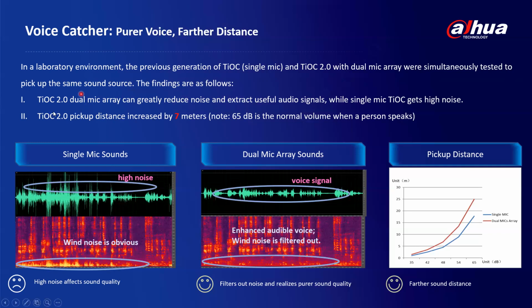The TiOC 2.0 with a dual mic array can generate reduced noise and extract useful audio signals, while the single mic gets high noise signals. If you take a look at this again, the second report is that the pickup distance increased by 7 meters. And we have something to note: 65 decibels is the normal voice when a person speaks. So this implies that it can stretch a further 7 meters away from that individual and still get to hear quality audio.